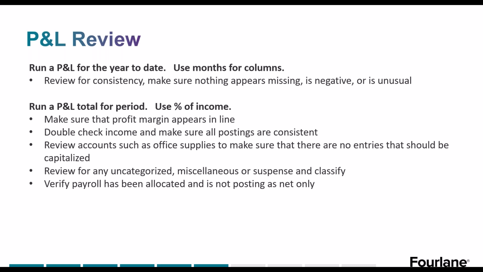So after you've done that, another helpful hint is to run the profit and loss now, total for the period. So instead of doing it by month, now just total it up and add that percentage. Now you want to look and see, do your profit margin percentages appear in line? Everything look good? Double check your income totals. I like to open up those accounts and make sure everything is posting consistently.